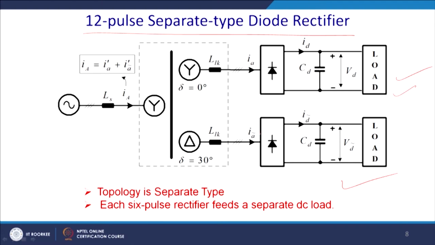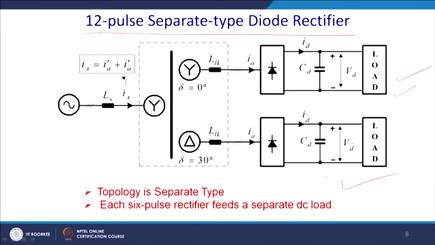Assuming that they have the same kind of loading, then you can also get your 5th and 7th cancelled, and ultimately you are left with the higher harmonics beyond the 5th and 7th, that is 11 and 13. So, you can have the same entity, but you do not connect them in series. This topology is separate-type, a 6-pulse converter rectifier feeding a separate DC load, but there is only one risk involved. If the loading is different, then proper cancellation of the 5th and 7th is not possible.